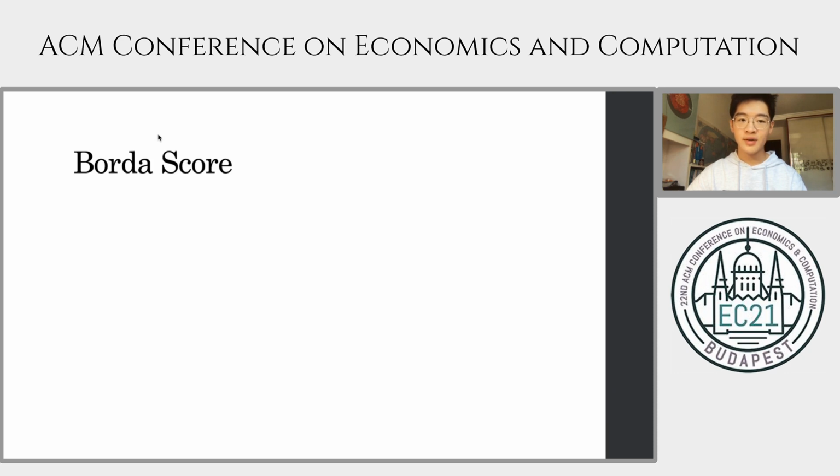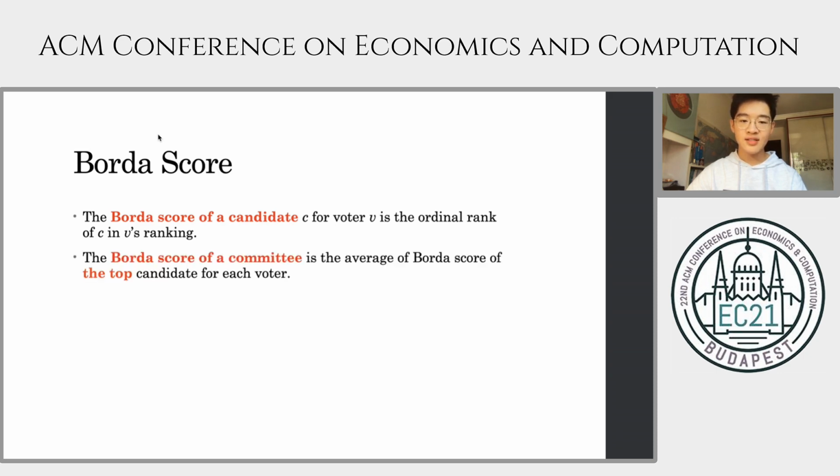Before introducing the Chamberlin-Courant rule, I will first introduce the s-Borda score. The idea behind the s-Borda score is very intuitive. The s-Borda score of a candidate for a voter is just equal to its rank for that voter. And the s-Borda score of a committee is just the average of the s-Borda score of the top candidate for each voter. So intuitively, the lower the s-Borda score, the better a committee is, because more voters are able to get their more preferred candidates. And actually, the Chamberlin-Courant rule just aims to minimize the s-Borda score.